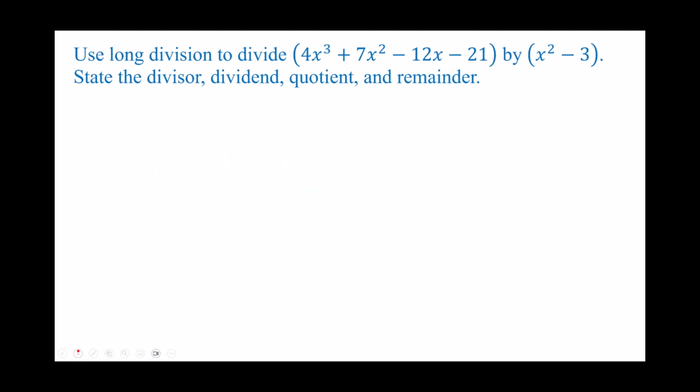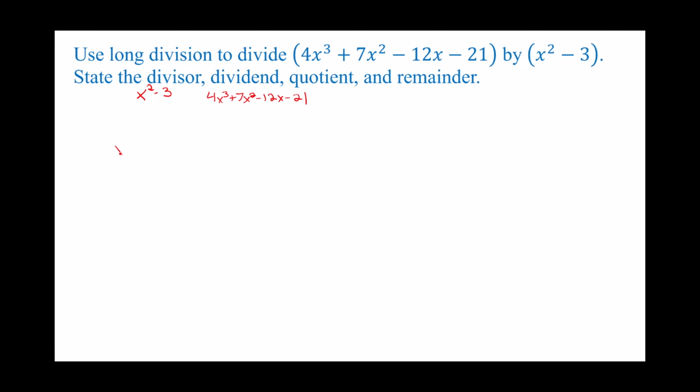We'll use long division to divide 4x cubed plus 7x squared minus 12x minus 21 by x squared minus 3. So the divisor here is what we're dividing by. So we're dividing by x squared minus 3. That's our divisor. The dividend is what we're dividing into. So 4x cubed plus 7x squared minus 12x minus 21. And then we will divide to find the quotient and the remainder.